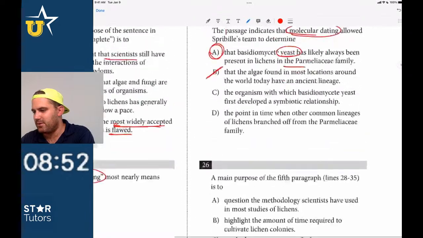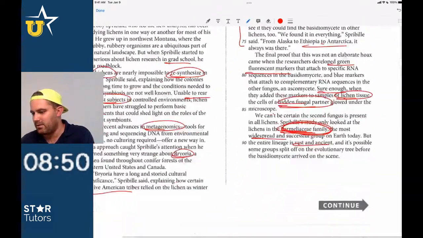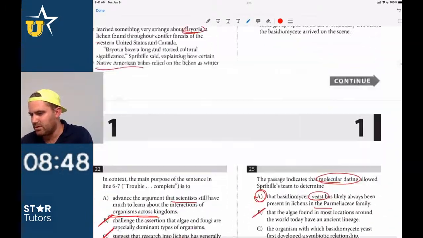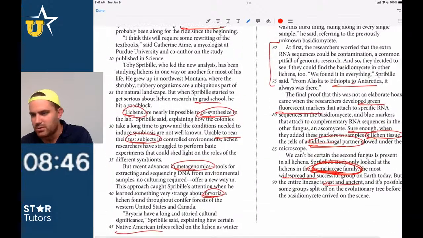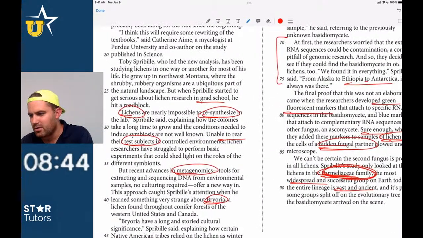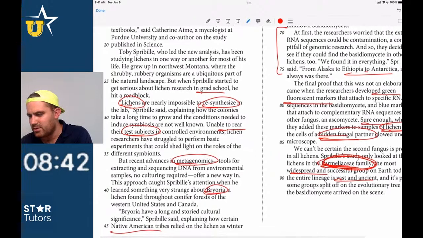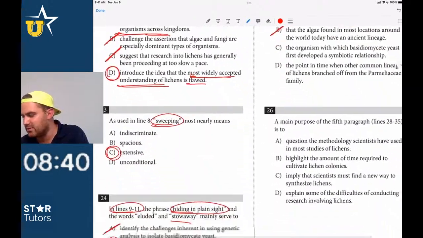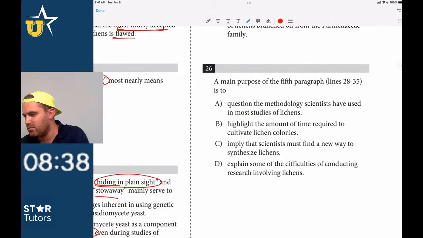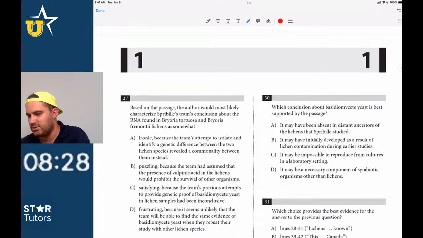26, the main purpose of paragraph 5. Let's go back to the 5th paragraph. What lines is that again? 28 to 33. Try to pick up the time here. Impossible recent business lab. Oh, the difficulty in recent, yeah. Just questioning the thought. No. I like the amount of time required. No, because it's too difficult. It applies to, maybe. Yeah, it's definitely D. That was the difficulty. That's no question.